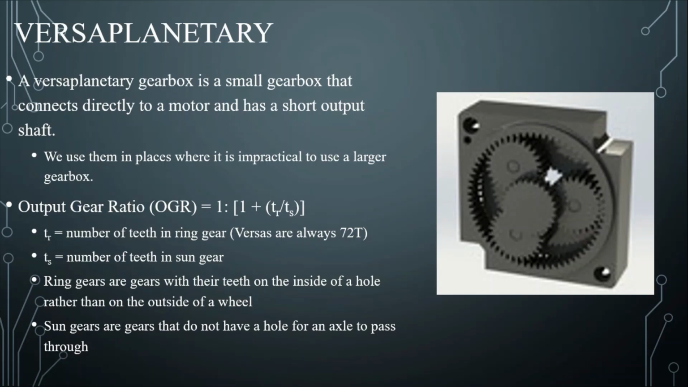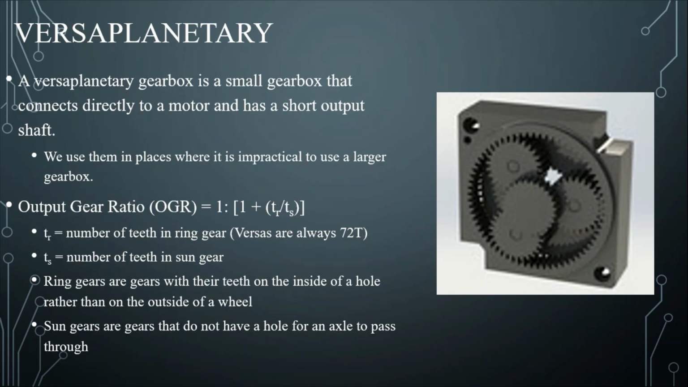So that's not the only kind of way you could set up gears. There's also what's called a planetary gear setup, and we'll normally see those in the form of versaplanetary gearboxes, and they are much smaller gearboxes than what you'll typically see in a lot of systems. We use them because it's impractical to use other gears in certain places, and honestly, it can provide a lot more reduction, or in some cases more speed.